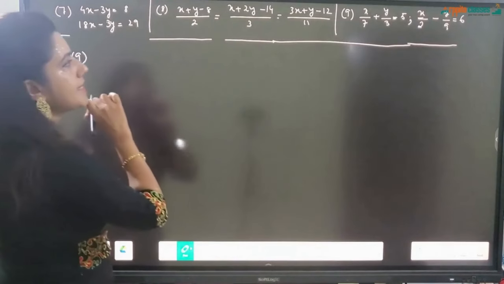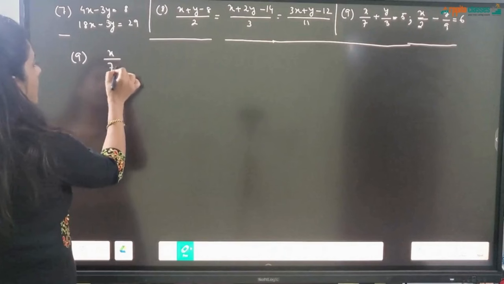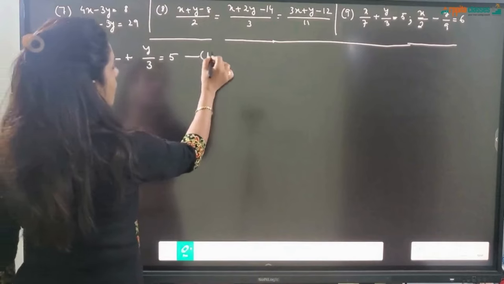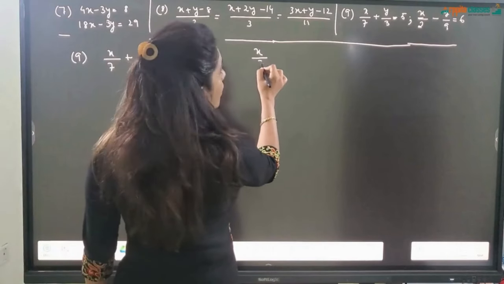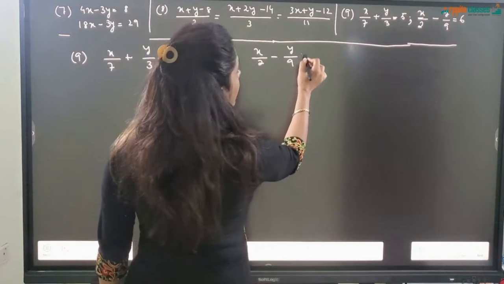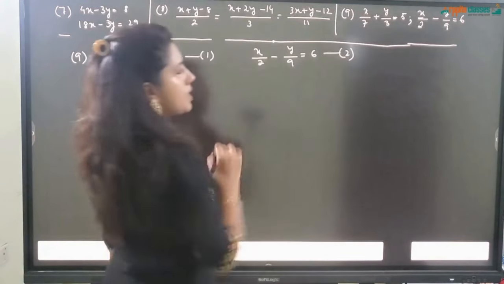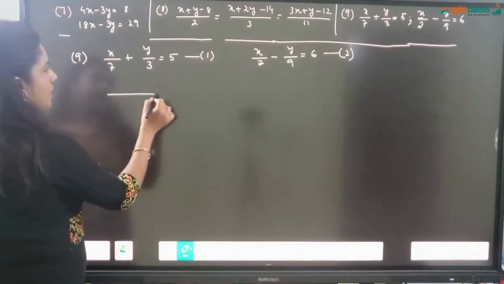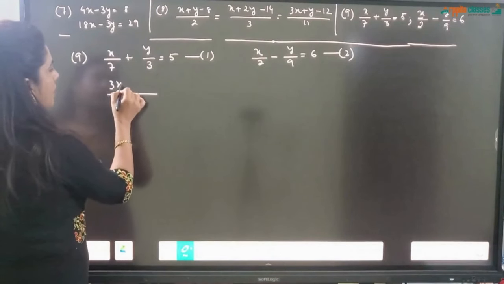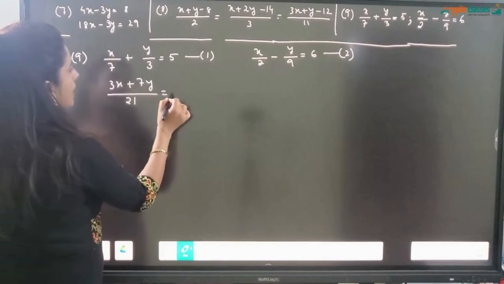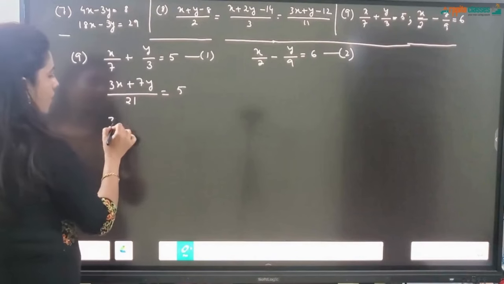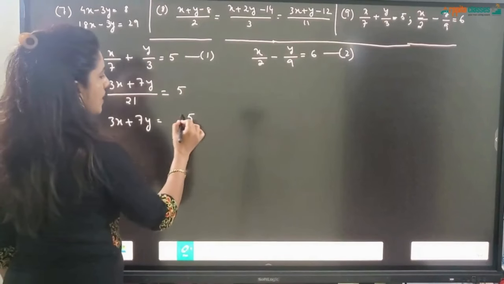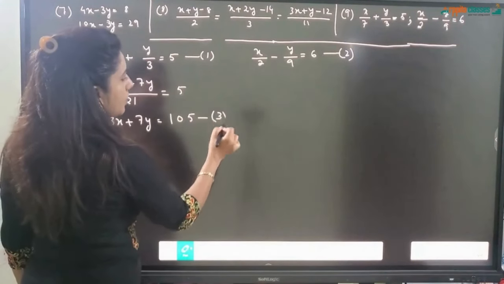So question number 9 is x/7 + y/3 = 5. This is equation 1. And the other equation is x/2 - y/9 = 6. So first let us convert this into the standard form. That means we have to take LCM. Here LCM is 21. So this will be 3x + 7y = 5, or 3x + 7y, I get 21 that side, so that is 105. This is my equation number 3.